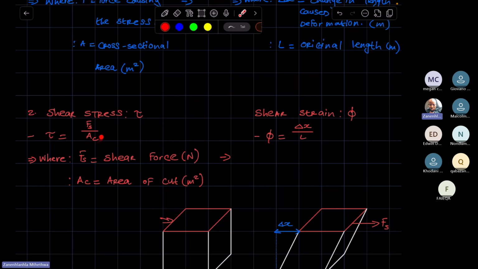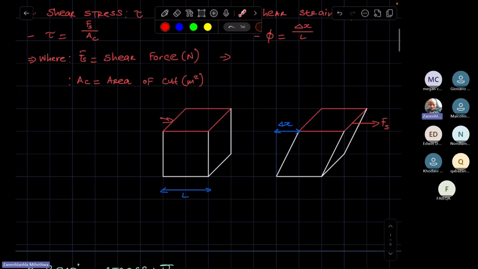So that is the area you use. We refer to it as the area of cut, right? So if you have shear stress, you get shear strain, right? And then for shear strain, this is the symbol we use for shear strain, right? As far as how we express the shear strain mathematically, it is the same as direct strain. It's the change in x over the original length, right?